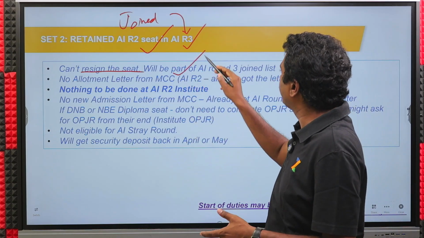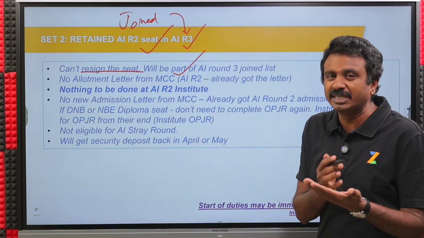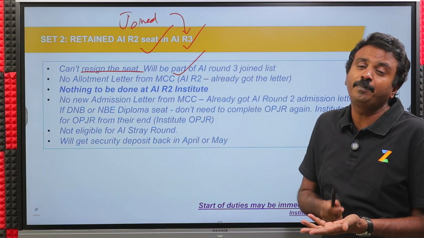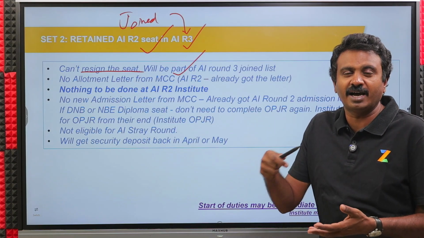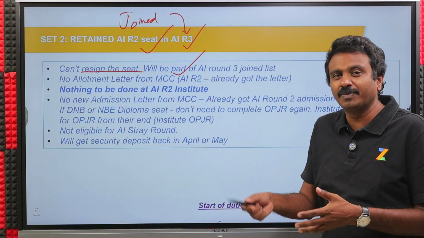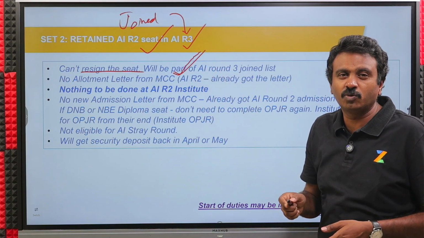You will be part of the All India round 3 joint list. You can also confirm this. There is no notification yet. We know that last year there was a notification, and in previous years also, when round 2 was the last upgradable round, a similar rule was followed. So you can't resign the seat. You will be part of the All India round 3 joint list.